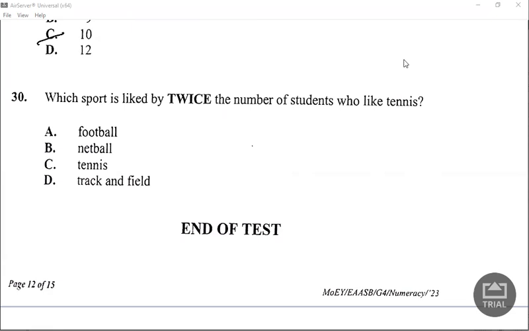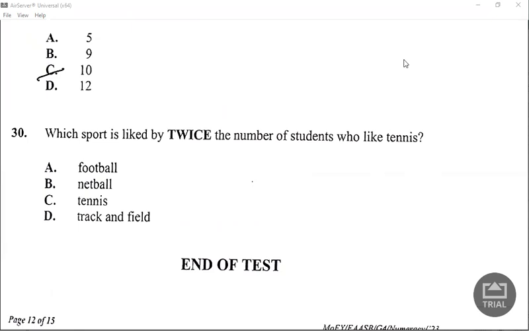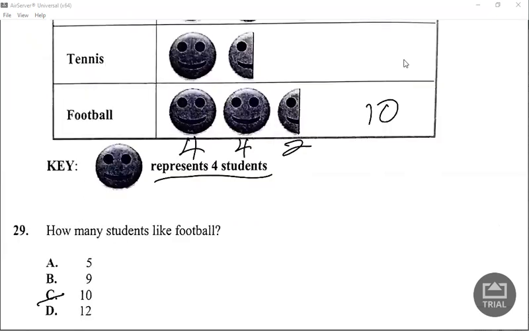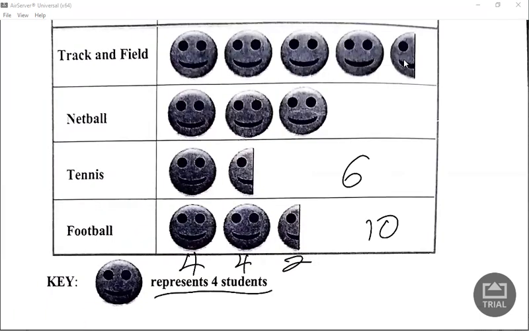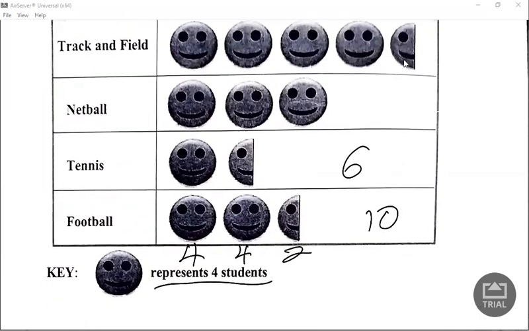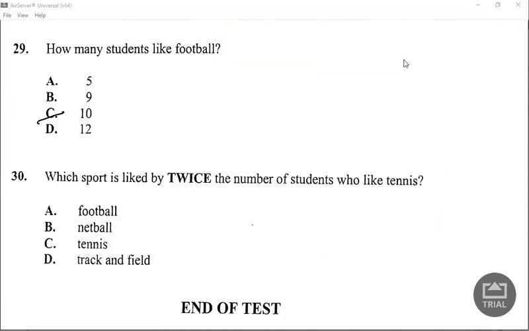Which sport is liked by twice the number of students who like tennis? So first we need to find how many like tennis, which is 4 plus 2, so that's 6. So we're looking for one that has 12, or 3 of them, right? Because 4 times 3 is 12, so that would be netball. Netball has 12. 4 plus 4 plus 4, and that will be twice.